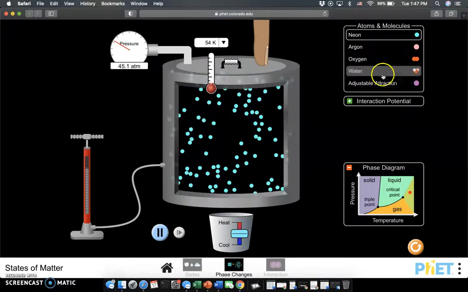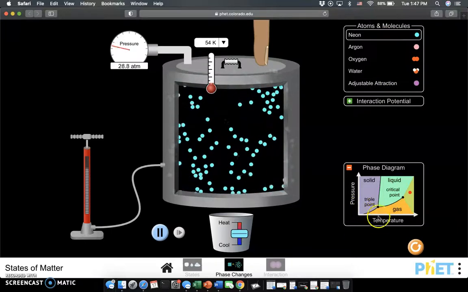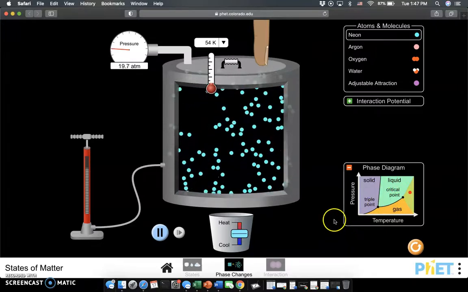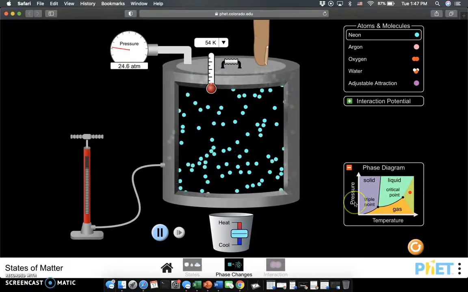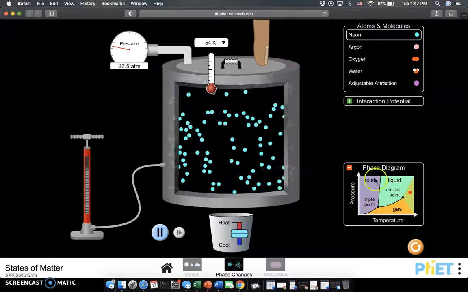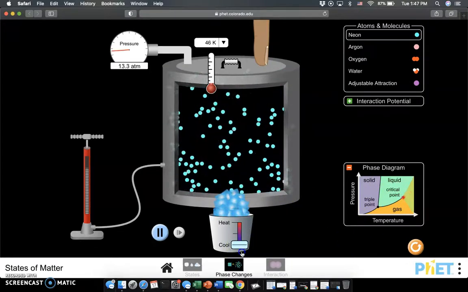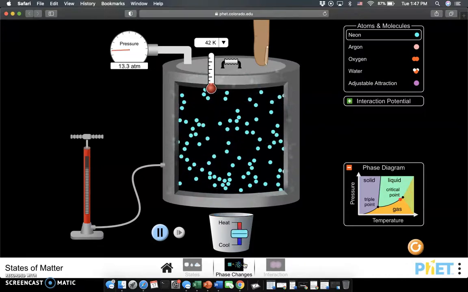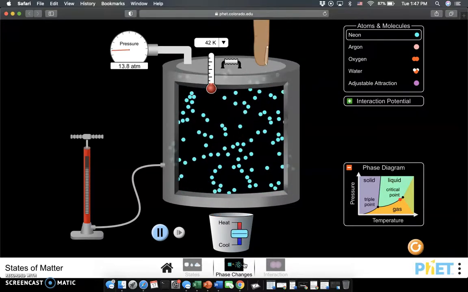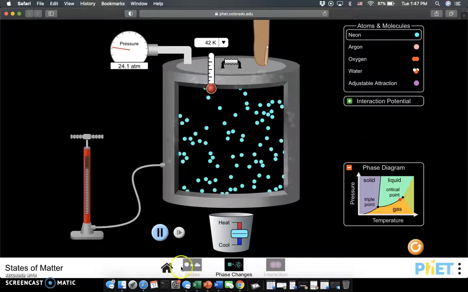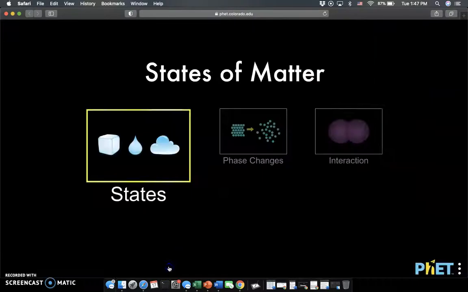Again, changing the atom or molecule. And we also have a phase diagram here, and you will be drawing this in your lab as well, or labeling. So you just want to make sure that you understand what's going on here, what happens when you do something to the pressure or so forth. All right, so that's all I really wanted to show you on that.